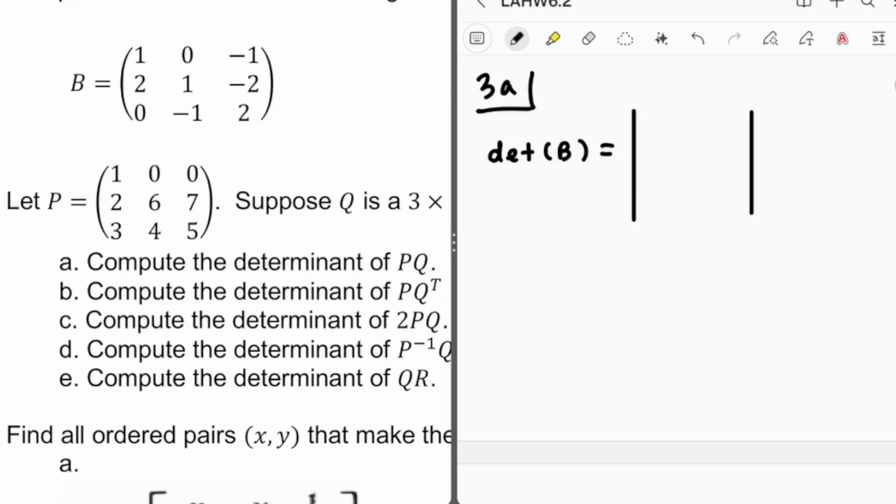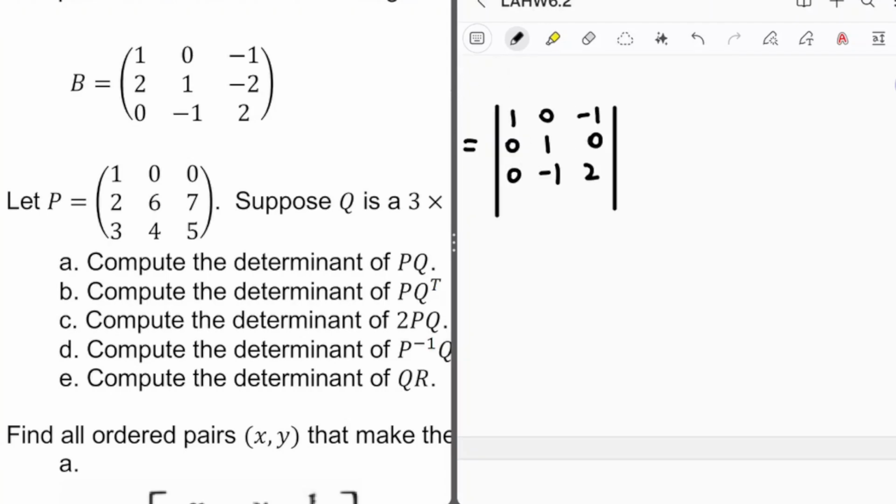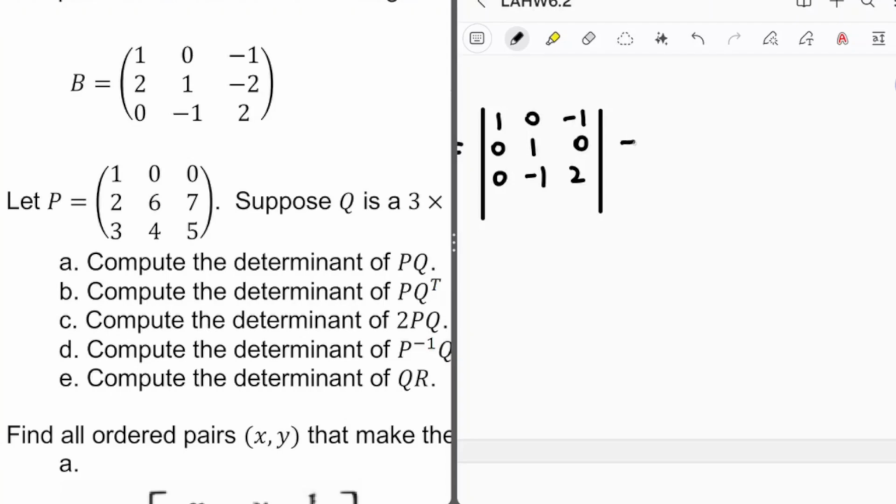So I'm going to subtract 2 copies of row 1 from row 2, and I'm going to get 1, 0, 0, 1, negative 1, 0, right? Because I subtracted 2 negative 1s. Okay, and then I've still got this 0, negative 1, 2. Now I'm going to do another one. I'm going to add row 2 onto row 3.